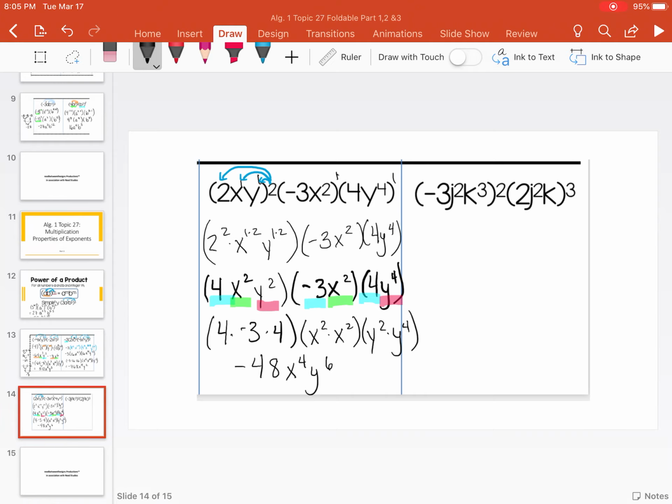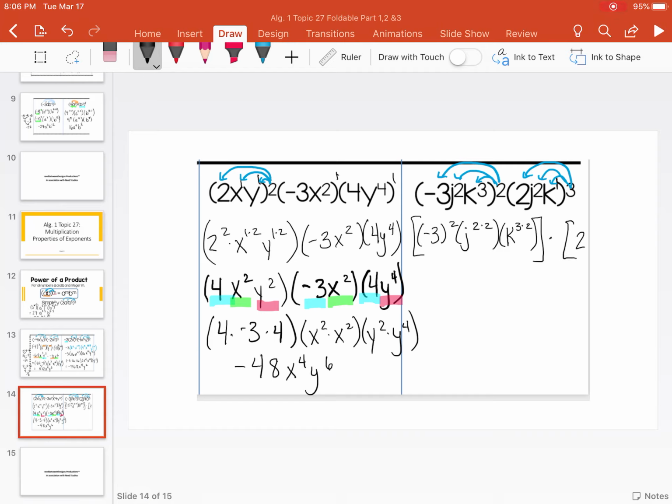Okay, do we have any? Yes, we do. Do we have any variables that don't have an exponent listed? Yep, k, so we'll make that k to the 1st. And what I'm going to do is I'm going to distribute the outer exponents. So it's going to go to my negative 3, to my j, to the k, and then 3 to the 2, to the j, to the k. So if we want to rewrite this, we're going to have negative 3 squared times j to the 2 times 2 times k to the 3 times 2. And that's our first factor.